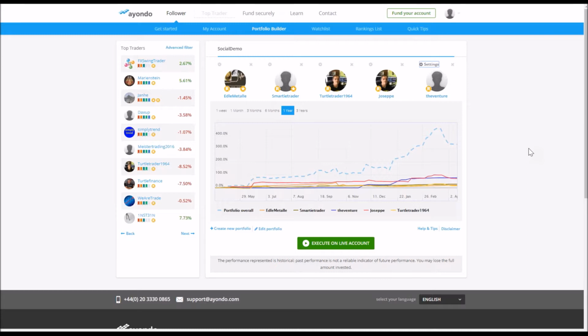With Aondo's negative balance protection, you don't have that. So with Aondo, if you put £2,000 in your account, you can only ever lose £2,000. You're not going to lose more than is in your account. So now we're nearly ready to go. We'll click on execute on live account.